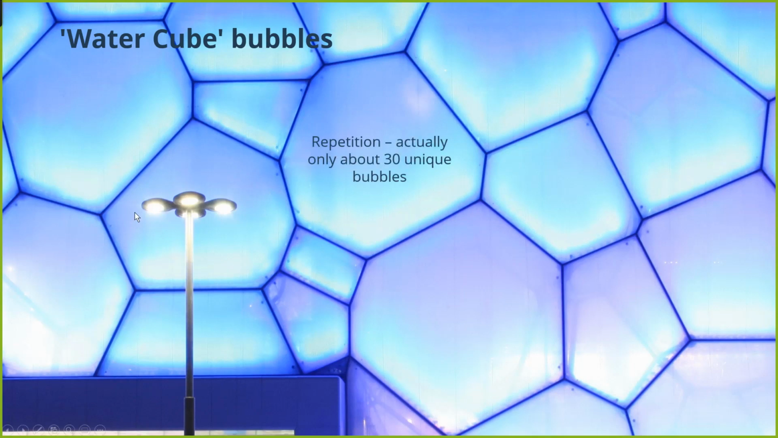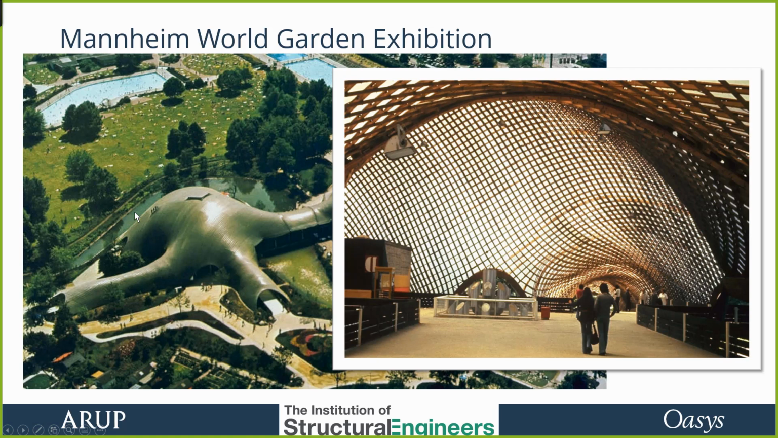So there. Other examples: Mannheim World Garden Exhibition, timber frame or timber grid shell. Again, early 1970s physical models, but you can see how thin the grid shells are. Very efficient for very little material.